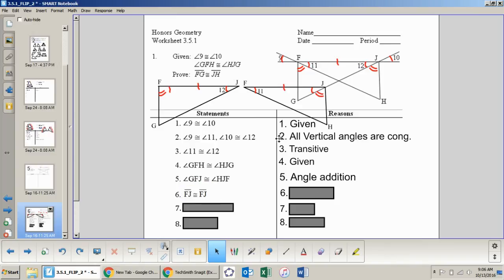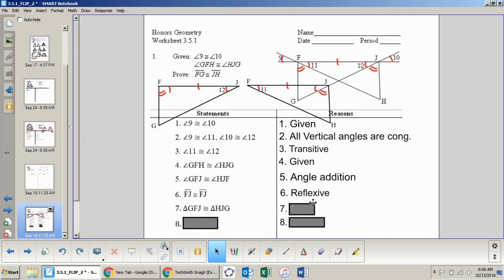So now we have enough then. We have the reflexive shared side. See where it came from? F and J separated, but they're still congruent to each other by the reflexive property. And now we have enough for the triangle, so we can easily see that it's angle side angle. And of course, we want to get this side congruent to this side over here. And we know that if two triangles are congruent, then all of their parts are congruent, and that's by CPCTC.